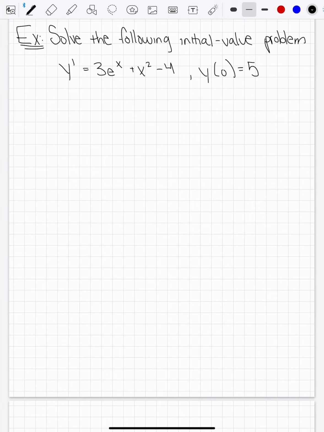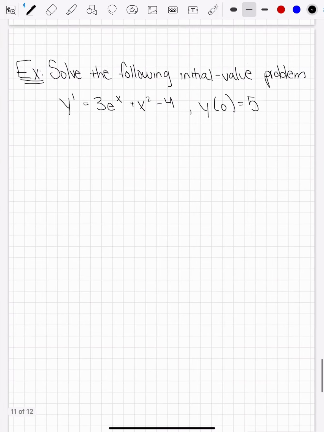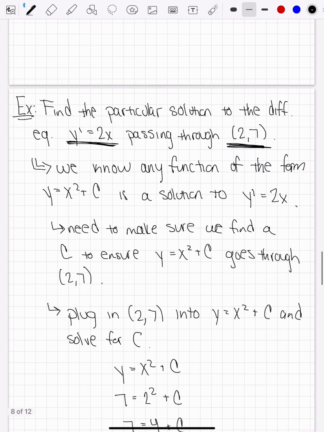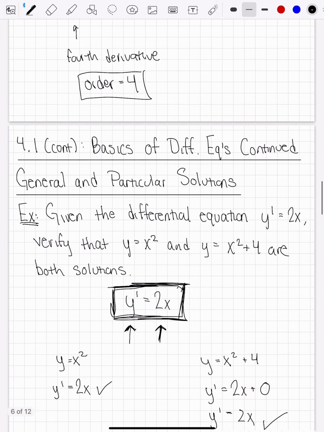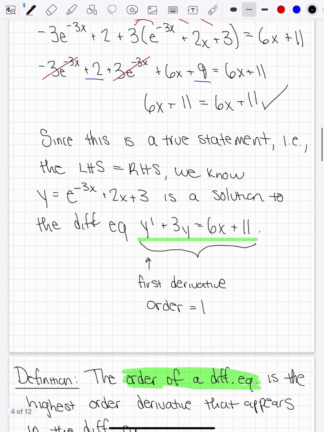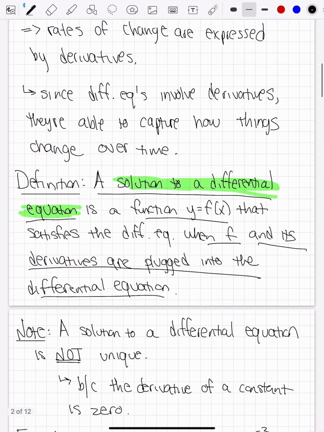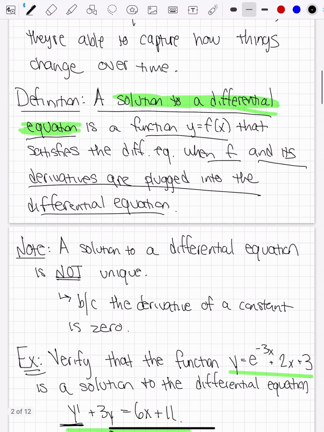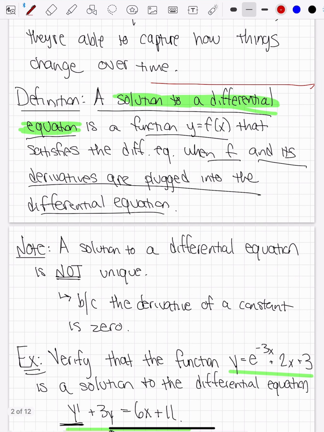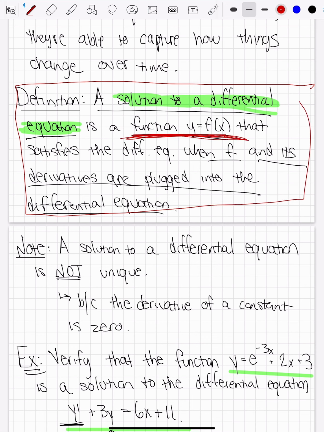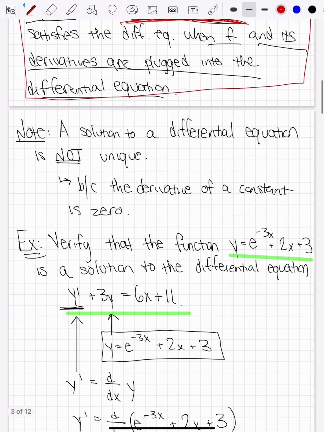Remember, in the last video we talked about what a solution to a differential equation is, all the way back here. A solution to a differential equation is the function y equals f of x, so this is supposed to be an unknown function that satisfies the differential equation.